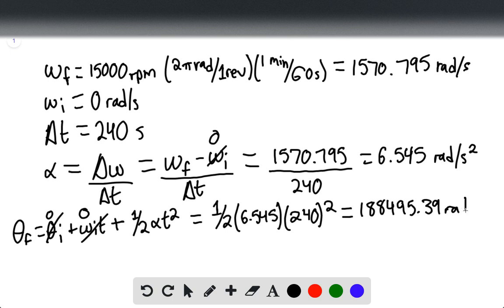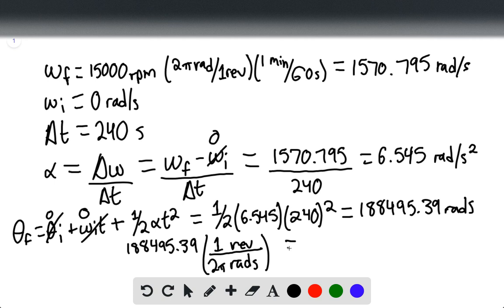188,495.39 radians. Now, to convert this to revolutions, you simply multiply 188,495.39 times 1 revolution for every 2 pi radians. And this is going to equal approximately 30,000 revolutions.